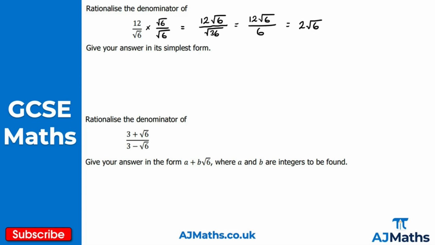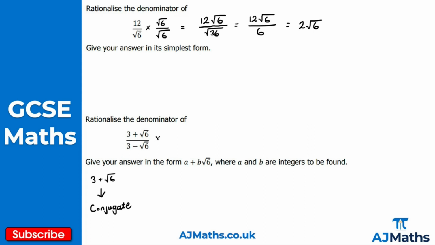So what I times by here now is what we call the conjugate. So if our denominator is 3 minus root 6, we times by 3 plus root 6. Okay, this is what we're going to multiply the numerator and denominator by. So this is what we call the conjugate in this case. So it's the opposite sign. So if that was 3 plus root 6 here, then we times by 3 minus root 6. If this was, say, 1 plus root 2, we'd multiply numerator and denominator by 1 minus root 2. Okay, so always multiply by the opposite sign.